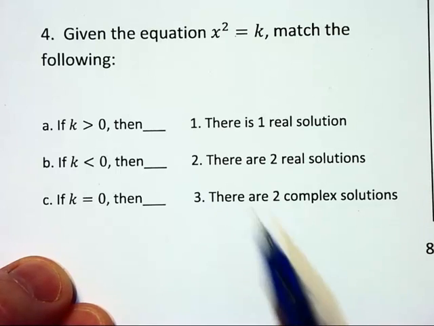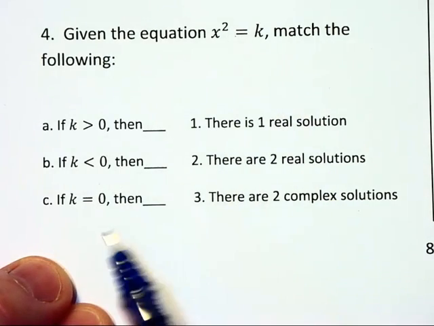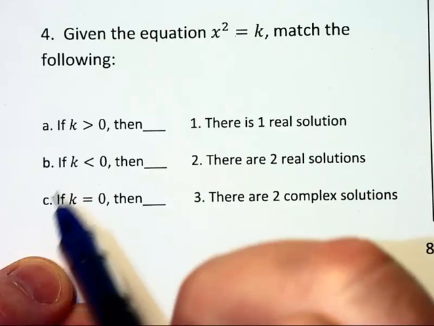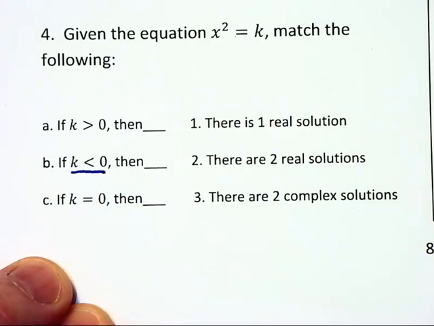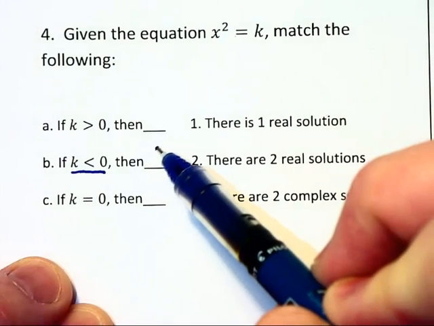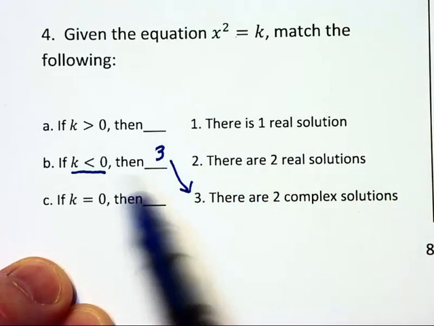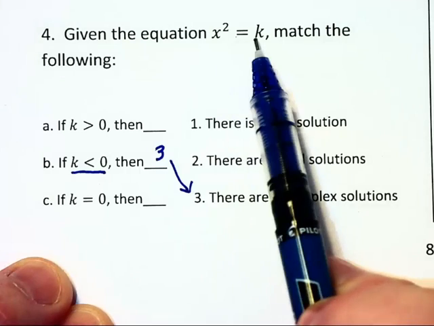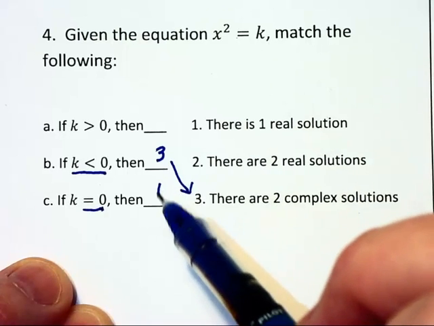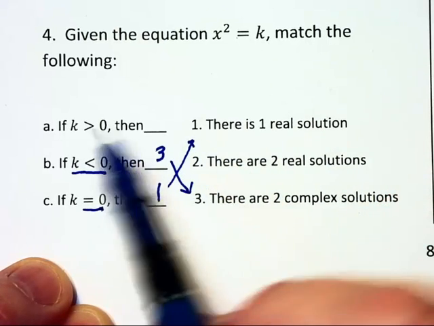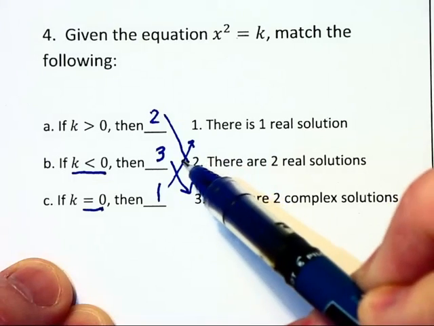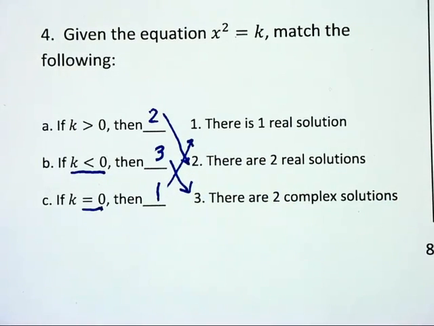Now I have a matching problem, and we're looking at x squared equals k, and we've got 3 different cases. k can be positive, negative, or 0. We know that when k is negative, x squared equals negative, then you're going to have 2 imaginary or complex solutions. So that goes with number 3 right there. Then we've got 2 other cases. When you have x squared equals 0 in this third case, then there's only one solution. x is equal to 0, so our matching choice is number 1. When k is positive, x squared equals k tells us that we're going to have 2 real solutions. So that's just another way of looking at this type of problem.